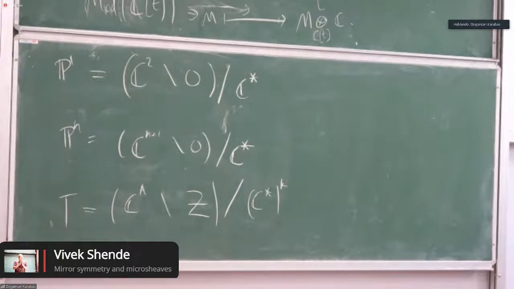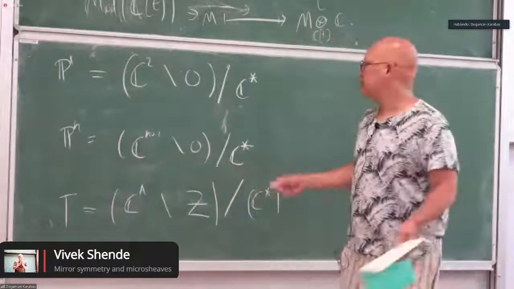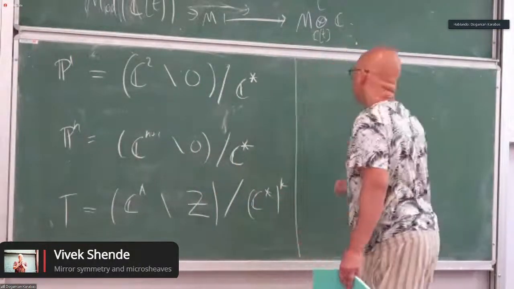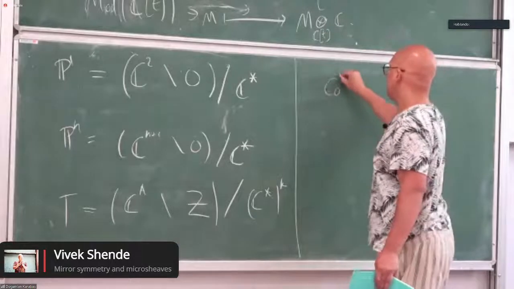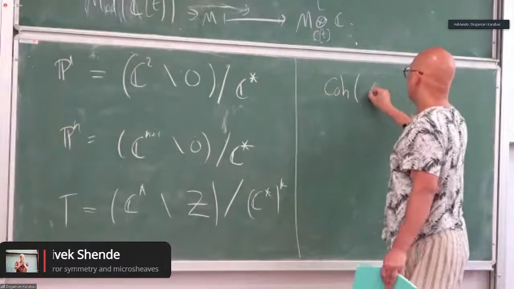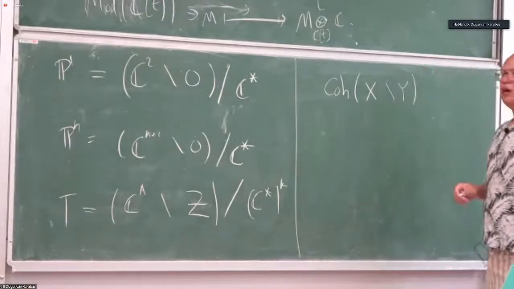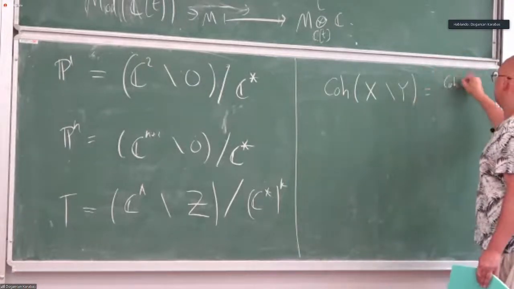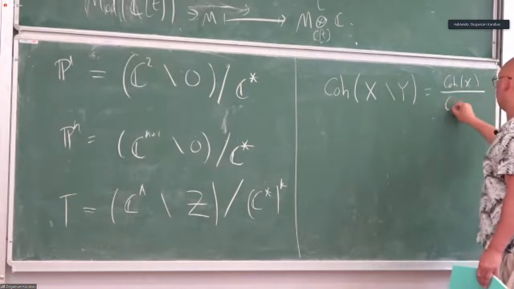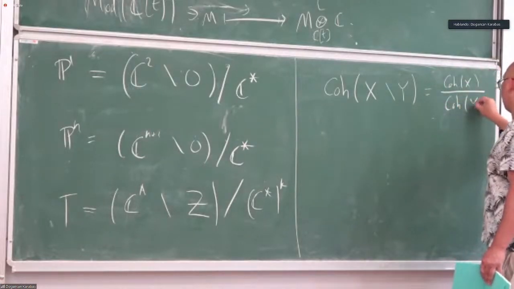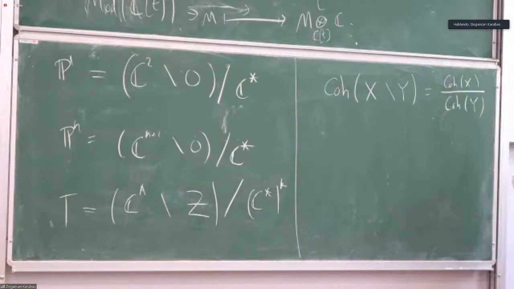And fortunately, the thing which makes this plausible is that in algebraic geometry, we have two useful facts. Coherent sheaves on X minus Y is coherent sheaves on X mod coherent sheaves on Y, and you take this quotient. In other words, you just set all the coherent sheaves on Y to zero.